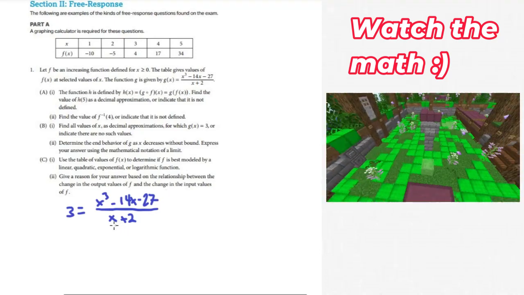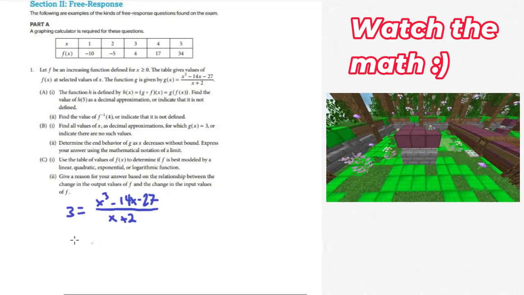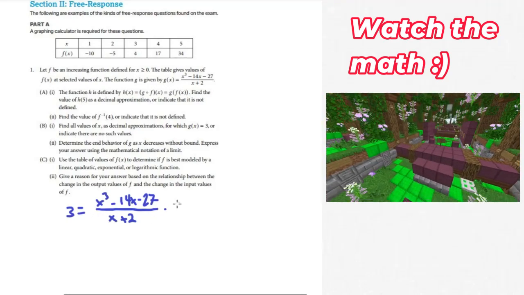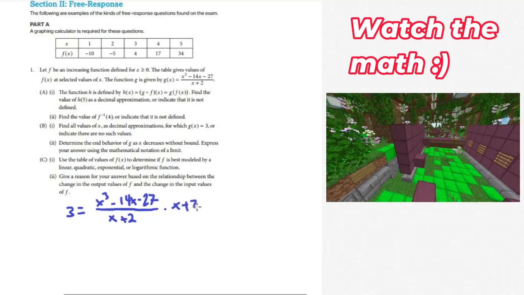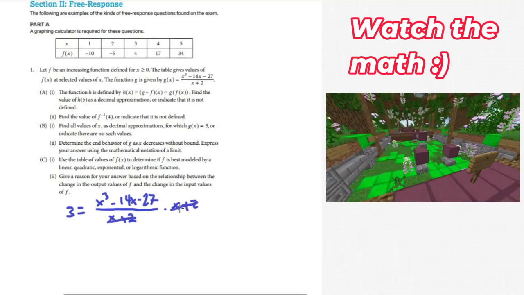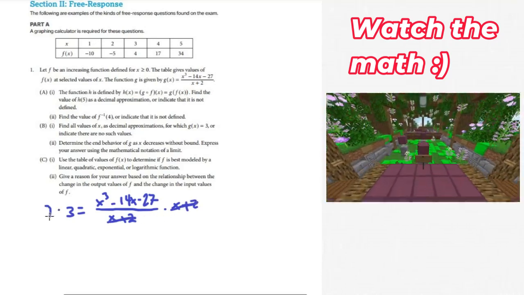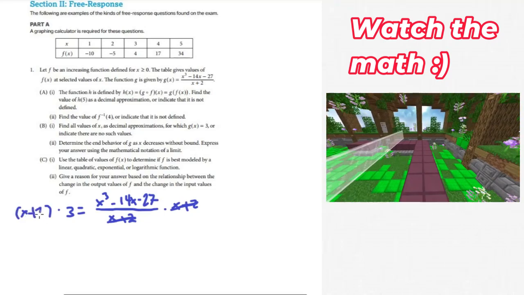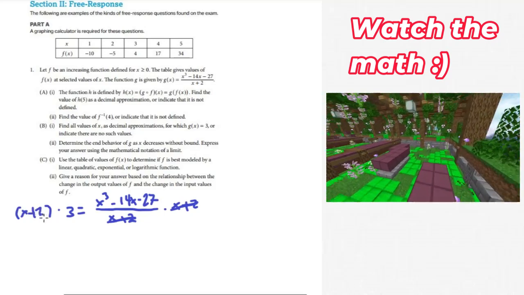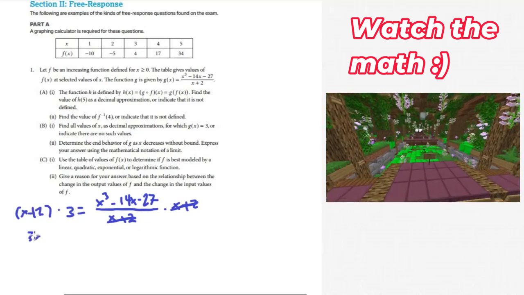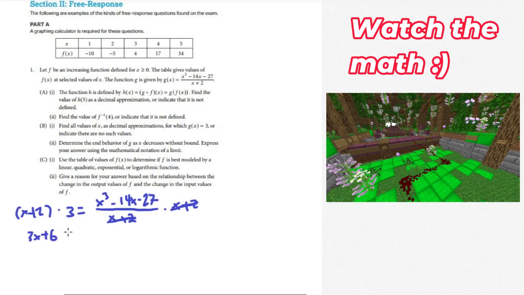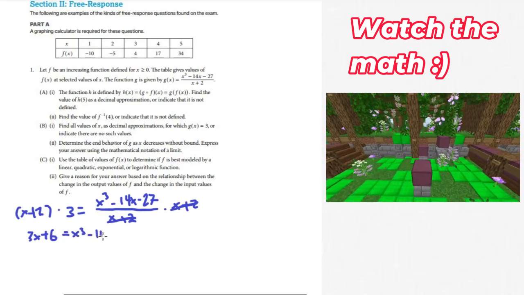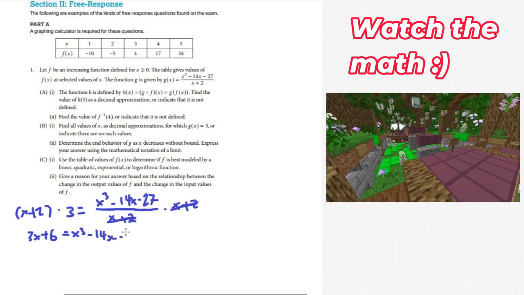So what I'm going to do is multiply x plus 2 on both sides, so that we can cancel this one out. Again, this is in parentheses so that we distribute. So then we're going to have 3x plus 6 is equal to x cubed minus 14x minus 27.